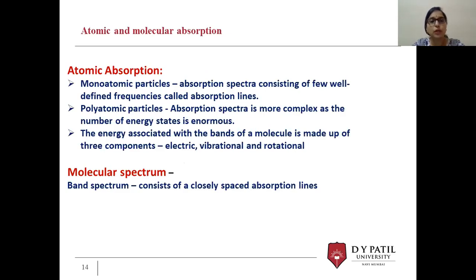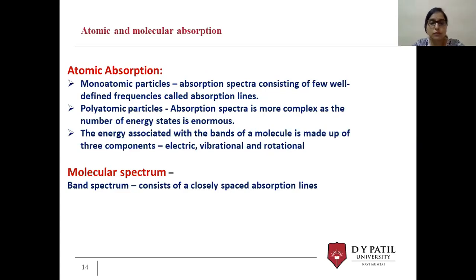Now, atomic and molecular absorption. Atomic absorption for monoatomic particles and polyatomic particles, we will try to understand how it differs. For monoatomic particles, the absorption spectra consist of a few well-defined frequencies. Now, these are known as absorption lines. For polyatomic particles, meaning many atoms together that participate in atomic absorption, the spectra is more complex, and the number of energy states is huge.